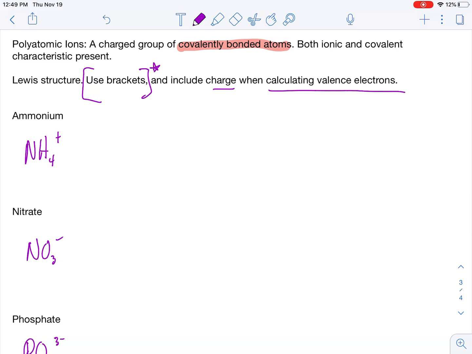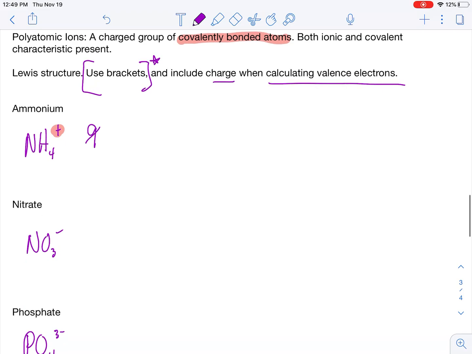So our first one, ammonium, we have to figure out our total number of valence electrons. Nitrogen has 5, hydrogen has 4, but I also have a positive charge. So I should have 9, but because I have a positive 1 charge, I actually have 8 valence electrons. I'm going to decide on a central atom. The only one that it could be is nitrogen, because hydrogen never goes in the middle. So I'm going to have my nitrogen there. I'm going to surround it with my 4 hydrogens.